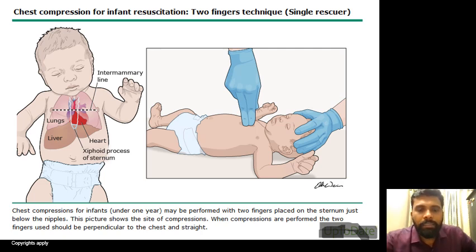Chest compressions may be performed with two fingers placed on the sternum as shown in this figure, just below the nipples. This picture shows the site of compressions, and when compressions are performed, the two fingers used should be perpendicular to the chest and they should be straight.